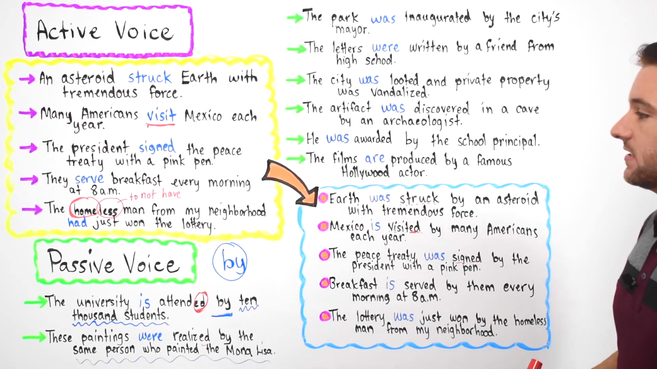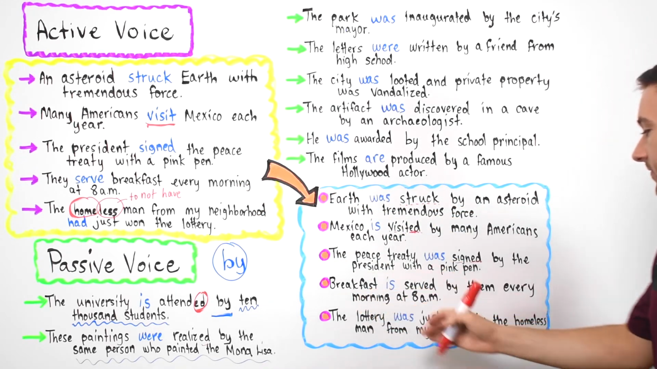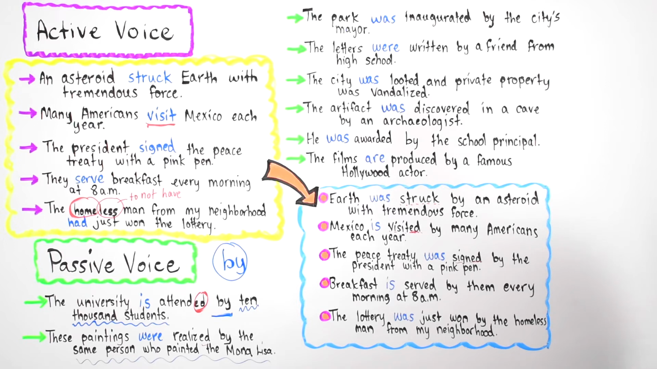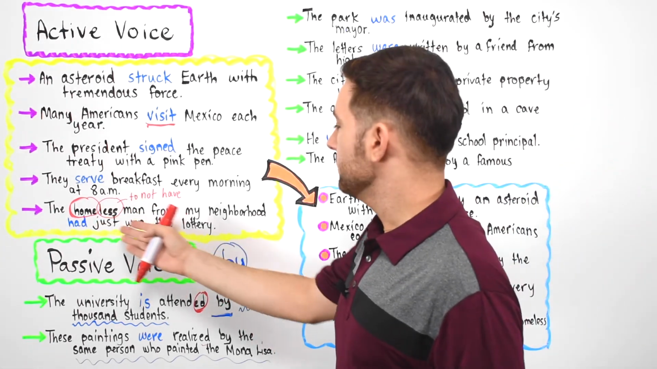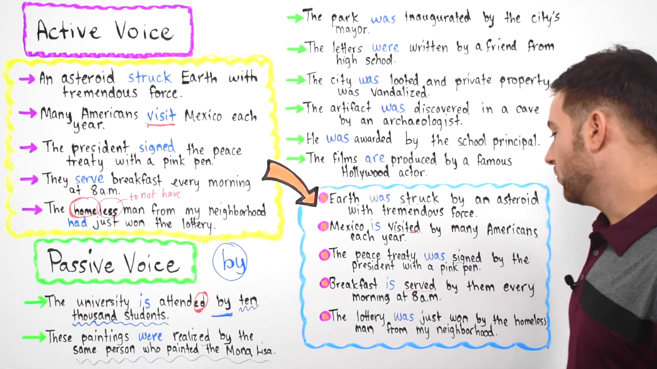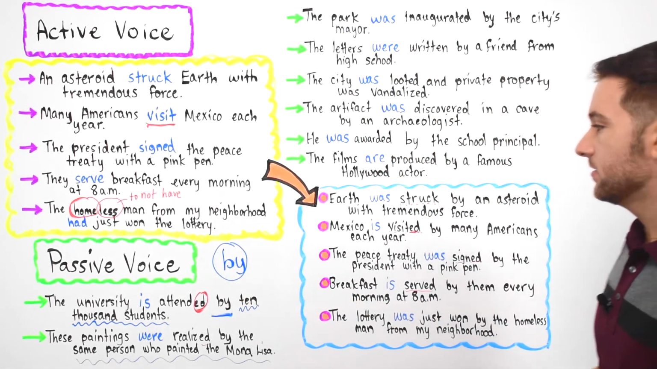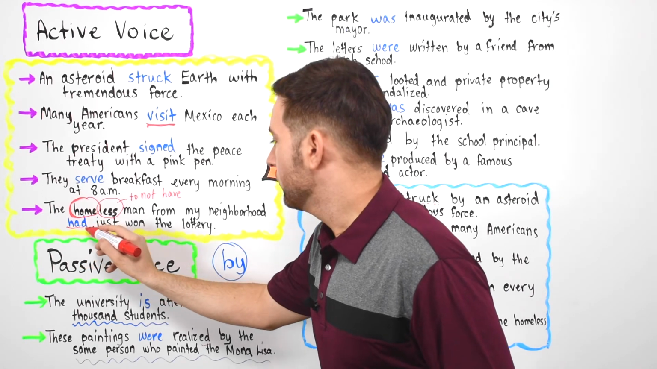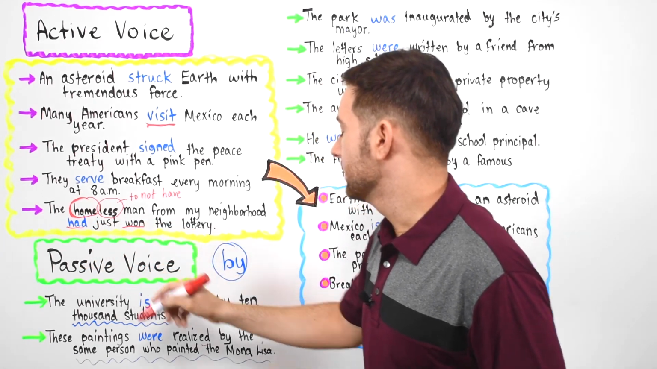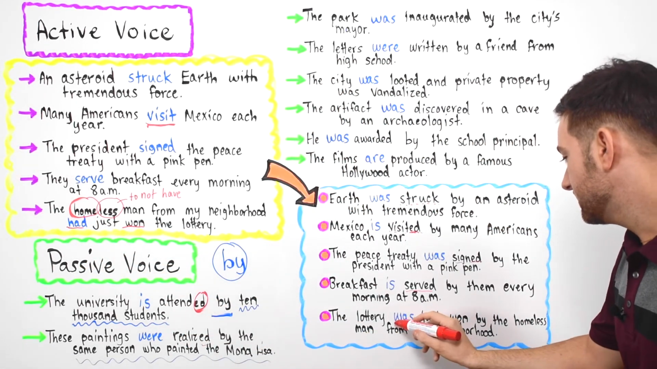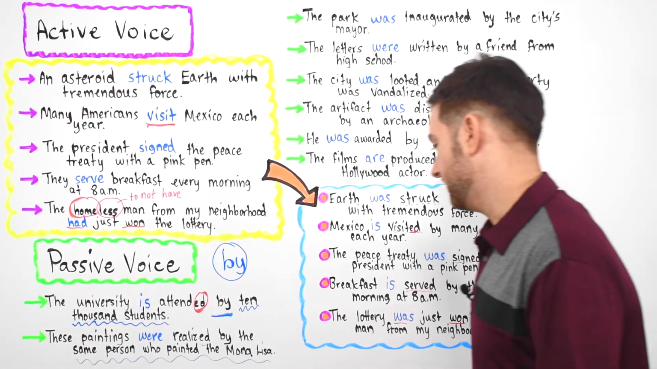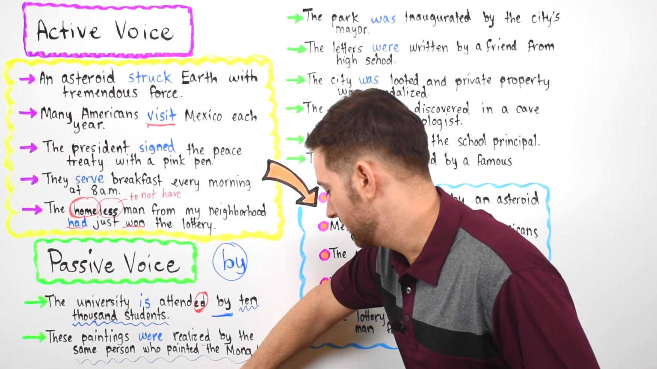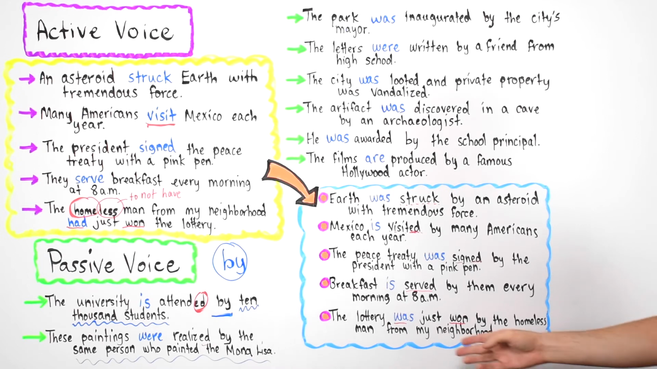They serve breakfast every morning at 8 a.m. becomes breakfast is served by them every morning at 8 a.m. And then we have the homeless man from my neighborhood had just won the lottery. So had and won go together. And was won goes together in this one. So the lottery was just won by the homeless man in my neighborhood.